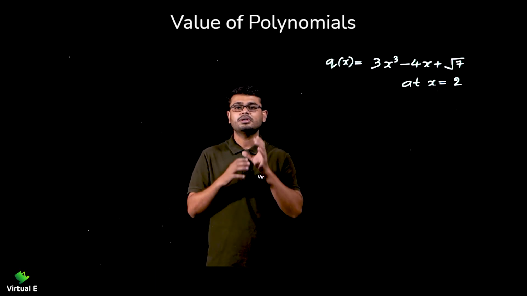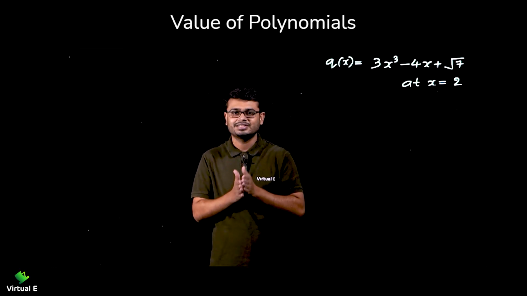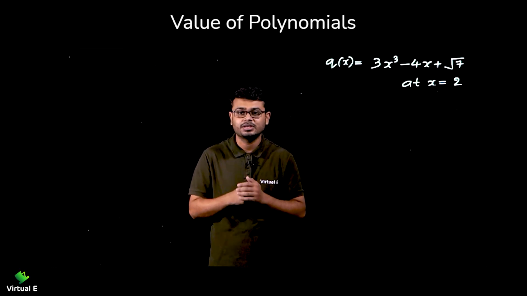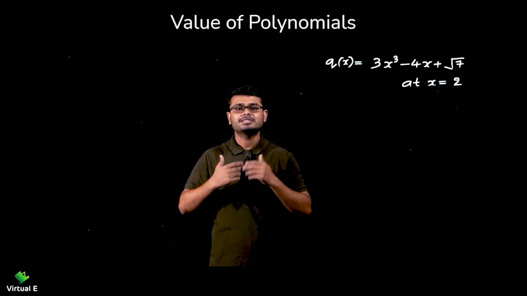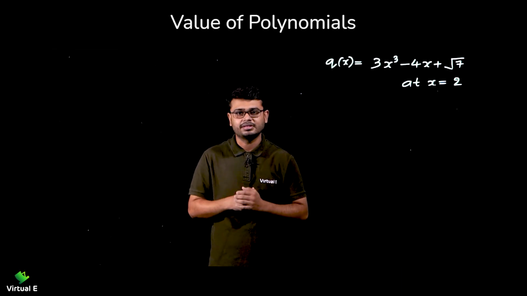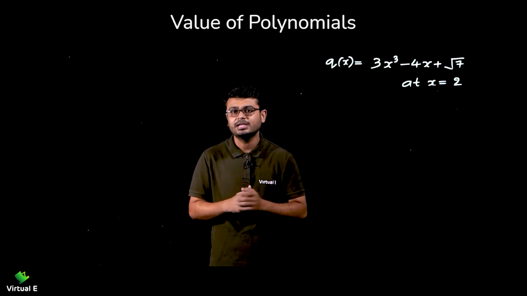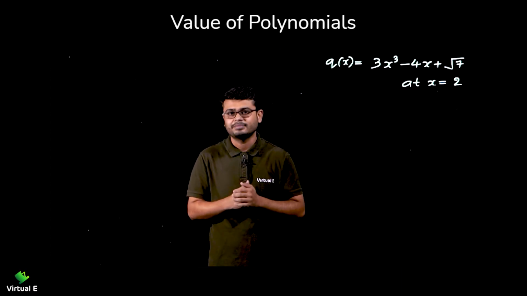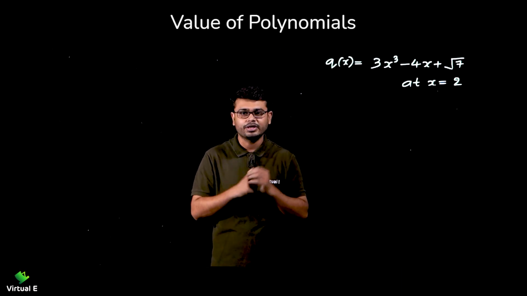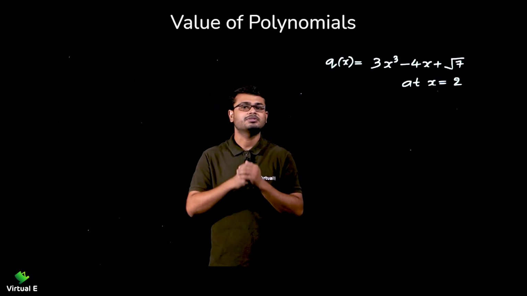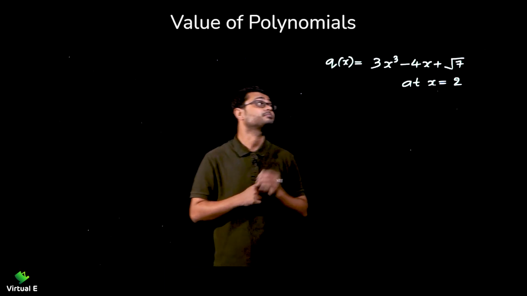So we are going to assume some value, let's say x is equal to 1, 0, minus 1, will substitute and will simplify. So we will get one number. That is the value of polynomial at that particular number only, right? So this is what we are going to discuss in this session. So let's start with the first question.